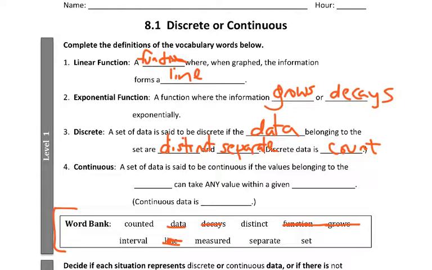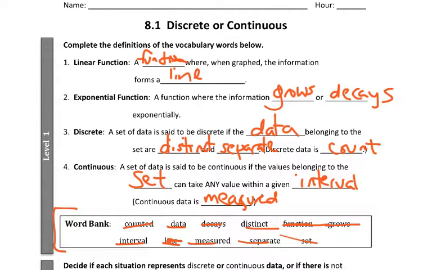Okay, continuous data is a set of data where the values belonging to the set can take any value within a given interval. Usually, continuous data is measured. Alright, I forgot to keep marking off these words. I think we got all of these words marked off.